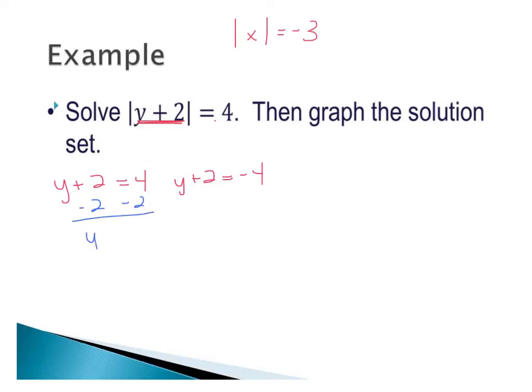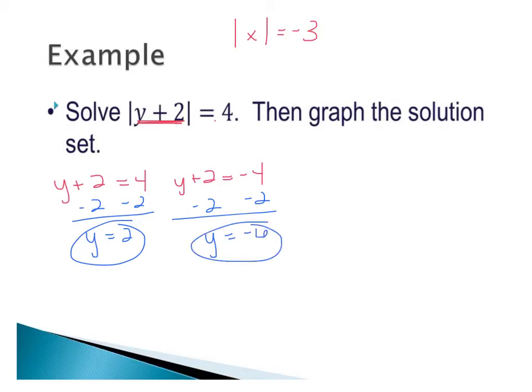You're going to solve them, so subtract 2 from each side. y is 2. y is negative 6. And if you are graphing equalities, this is just where you put a point on the number line. Make my number line longer here. So we are just going to plot 2 and negative 6. And you would be done.